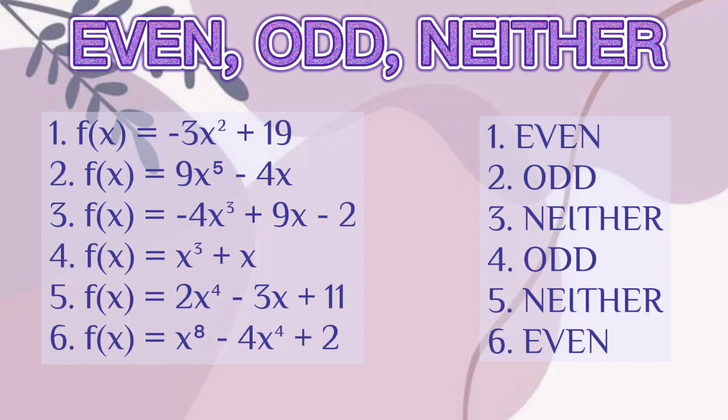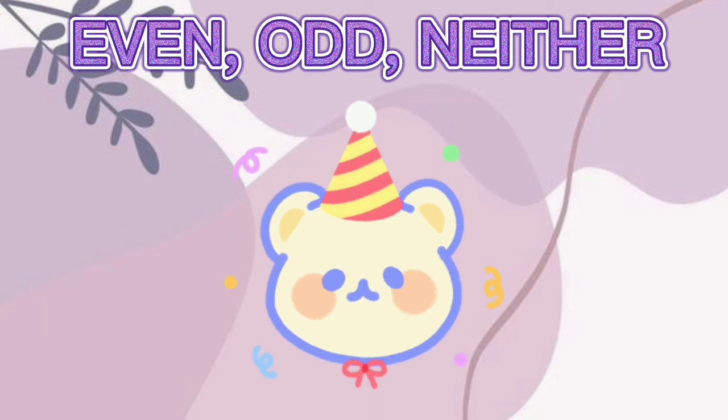Number 5 is neither since the first term had an even exponent, the second term had an odd exponent, and there is a constant. And the last item is an even function since all of the exponents are even and we have a constant. And that ends our activity and our discussion for piecewise function and even, odd, and neither function. Did you enjoy today's video? I hope you learned something from today's discussion.